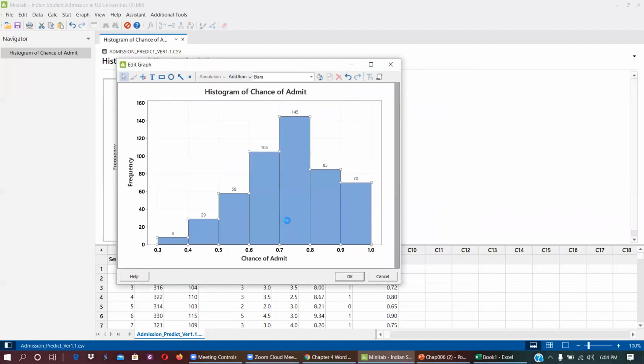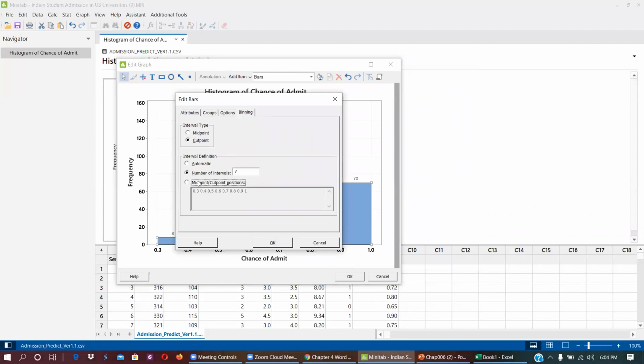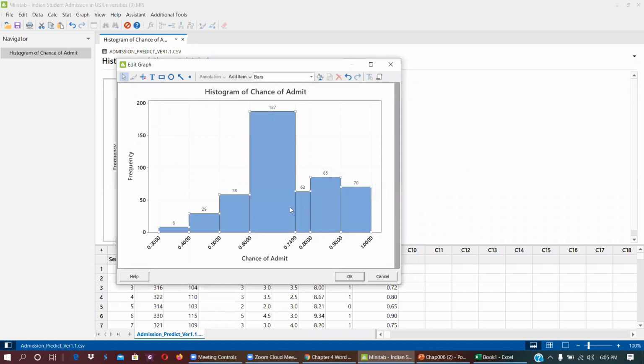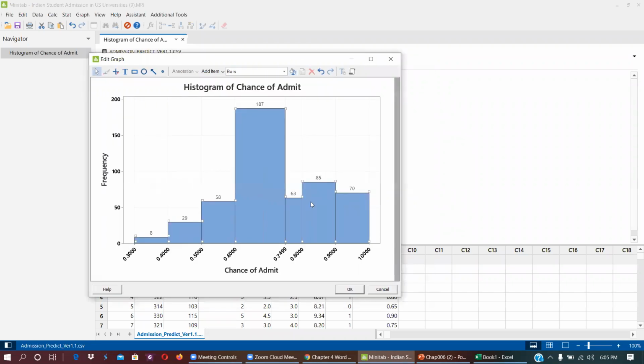Again, I use edit bars, binning, and let me use here the question 0.7, 0.8, 0.91. So instead of this, I'm just going to use 0.7499 or 0.75. Can you see? So this is the number. After 0.7499, how many are coming? Or even you can get this 85 plus 70 plus 63.